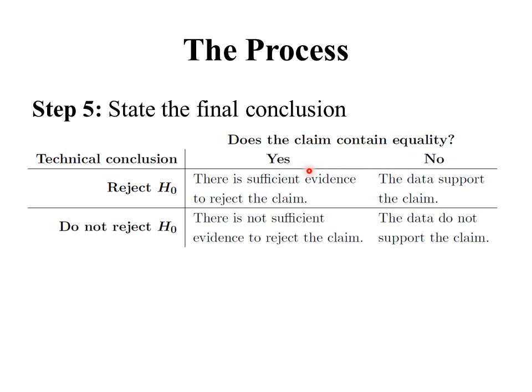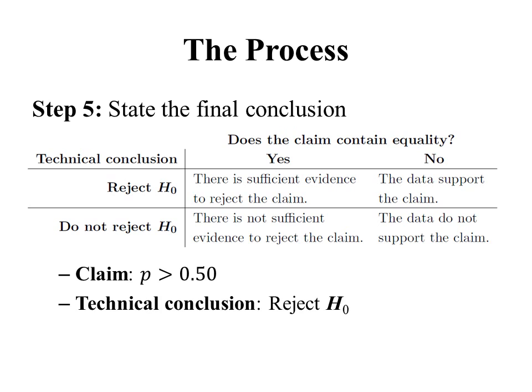If it does, then we're going to use one of these two final conclusions. If the original claim does not contain equality, then we're going to use one of these two statements of the final conclusion. Okay? So by the original claim, we don't mean the null or the alternative hypothesis. We mean the original claim as it was stated in mathematical notation.